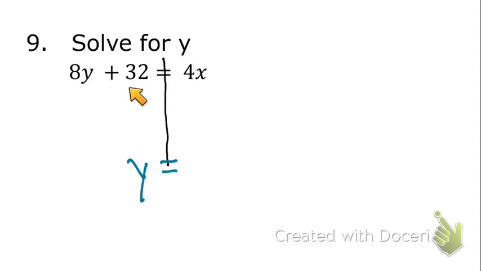So let's start with getting rid of the 32 first. To get rid of it, I will need to subtract, because 32 minus 32 is 0. I cannot subtract 32 from 4x, not like terms, so I leave it as is. This 8 is multiplying the y. Since the inverse of multiplication is to divide, we'll divide each term by 8.